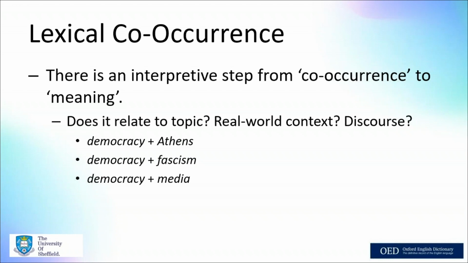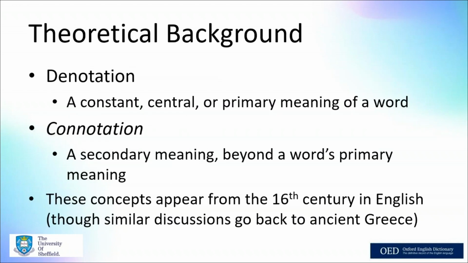That's just from lexical co-occurrence pairs. But again, the sort of meaning that we're seeing there is the sort of thing that a computer can point us towards, but we then have to analyze and interpret. If we look at the theoretical background to lexical co-occurrence, the first idea, which is the oldest idea here, goes back to ancient Greece, and these particular concepts appear from 16th century English. We have the idea of denotation and connotation.